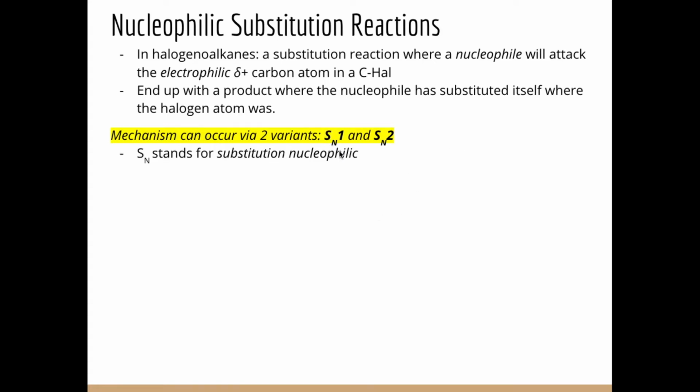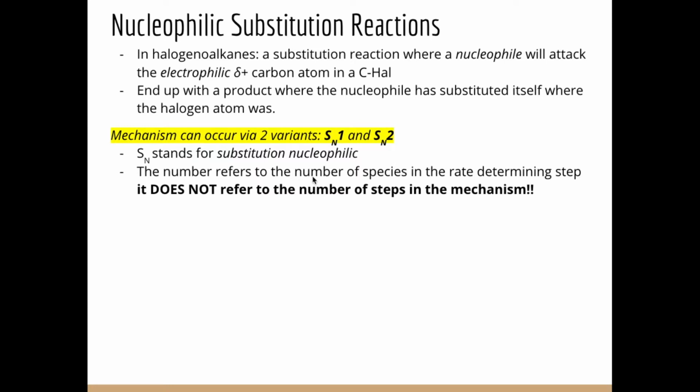So you might be able to guess the S and the N. S stands for substitution, nucleophilic is what the N stands for. The number refers to the number of species that occur in the rate determining step. Very important, it does not refer to the number of steps in the mechanism. As we'll see, an SN2 mechanism occurs in one step, whereas the SN1 mechanism occurs in two steps.